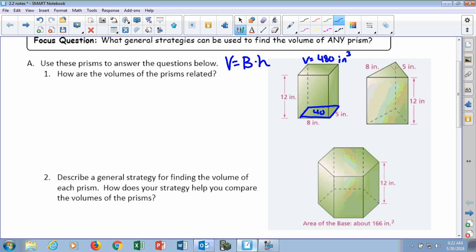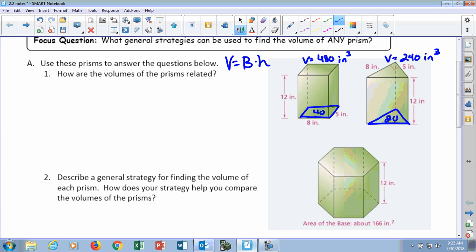All right, so let's go to the triangular prism because the base of this shape is a triangle. So remember, the area of a triangle is half the base times the height, right? Well, if the base is 5 and the height is 8, that's 40, right? But what's half of 40? So the base here is 20, and what's the height? So what's 20 times 12? Right, this one is 240 cubic inches.